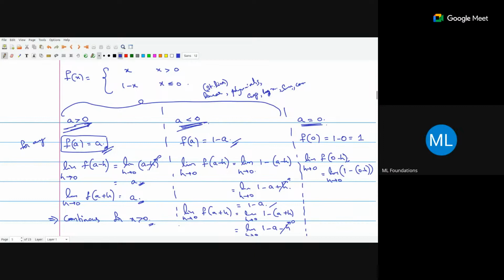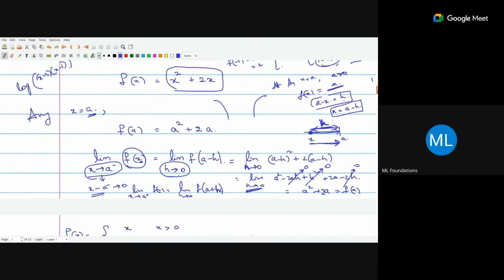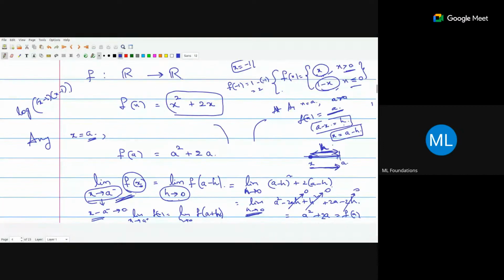Sir, a minus h means the right limit, right? A minus h is left limit. A plus h is right limit. That is why I told you, if you are confusing, treat it like this: x is approaching from a minus and x is approaching from a plus. So a plus is from the right hand side, a minus is from the left hand side.